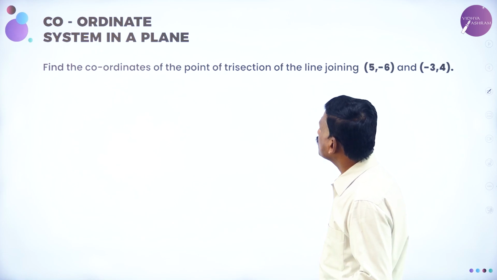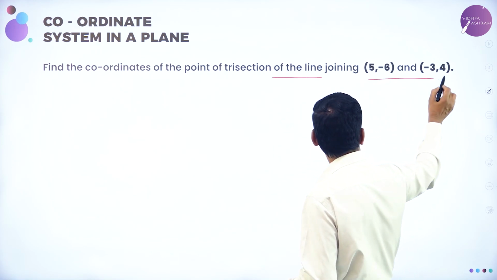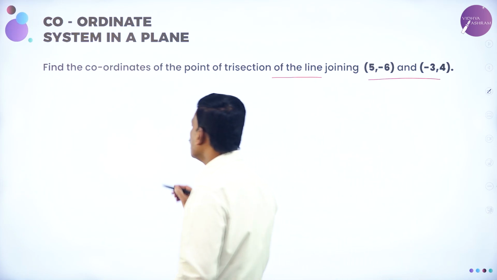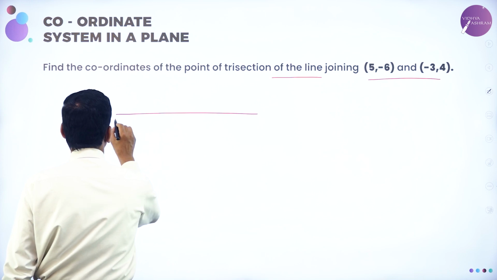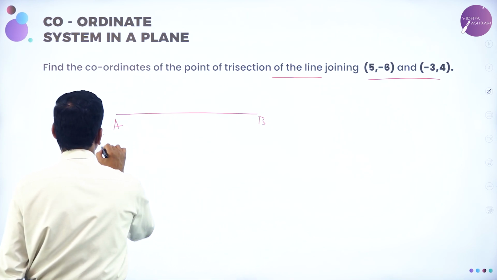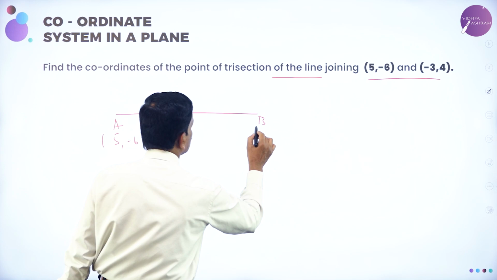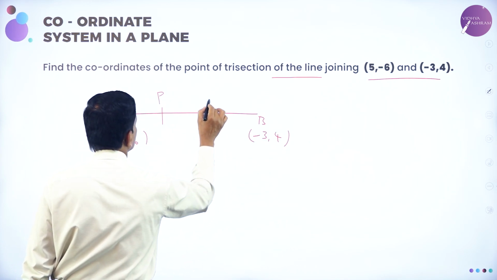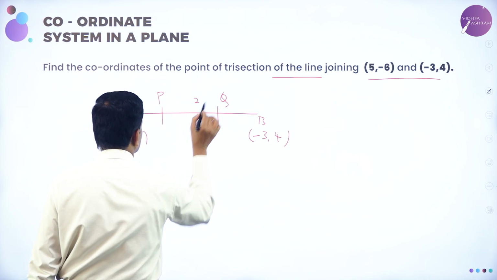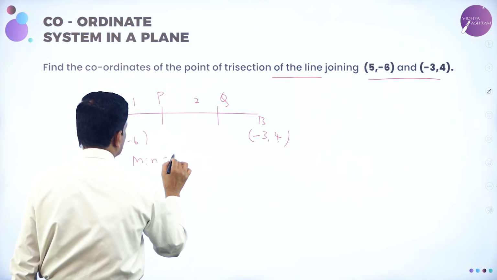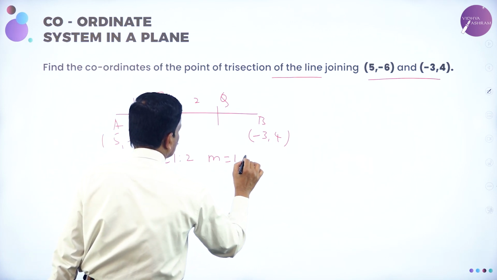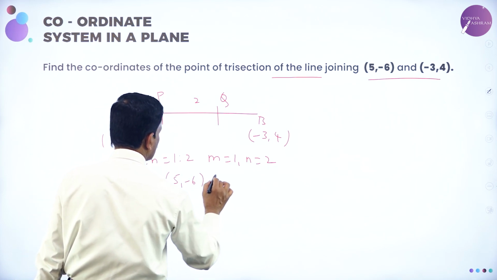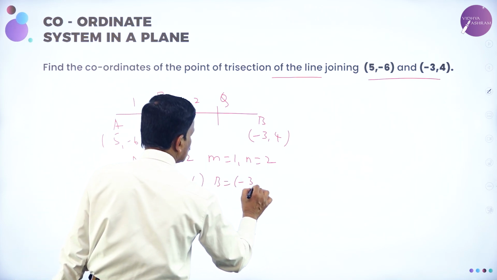Find the coordinates of the point of trisection for the line joining the points (5, -6) and (-3, 4), same as that of the previous problem. Now let us consider these as A and B. What is A? (5, -6). What is B? (-3, 4). Let P divide AB in the ratio 1:2. Now m is to n is equal to 1:2. m is equal to 1, n is equal to 2. A is equal to (5, -6). B is equal to (-3, 4).